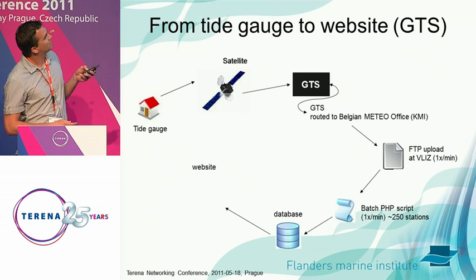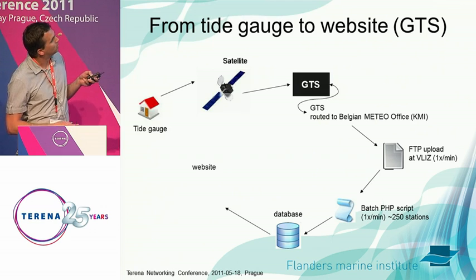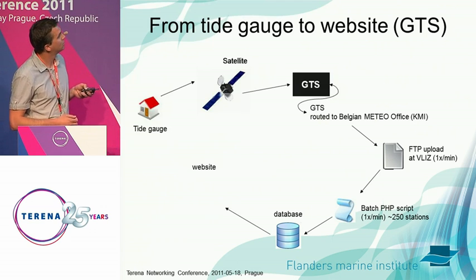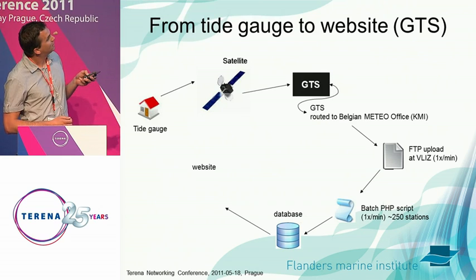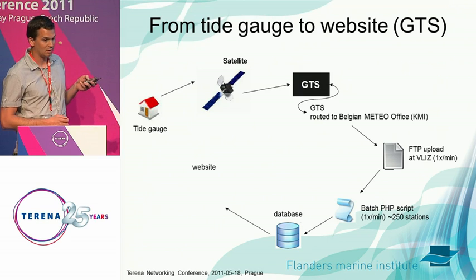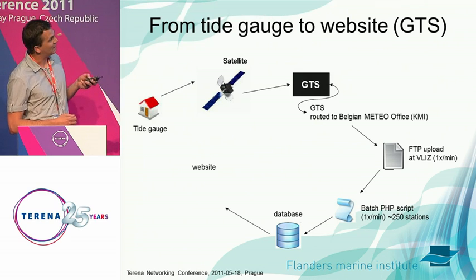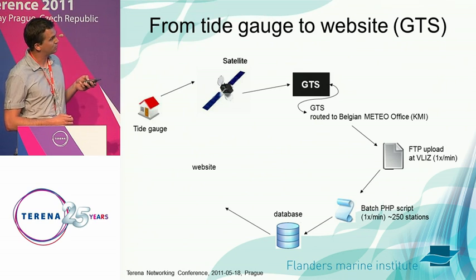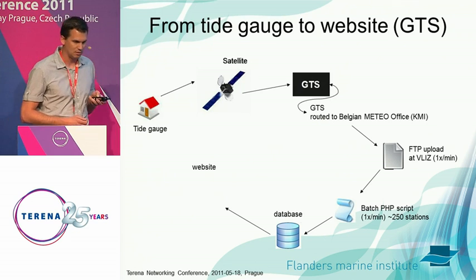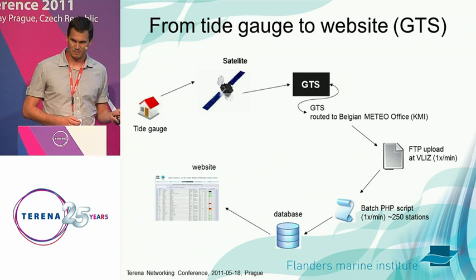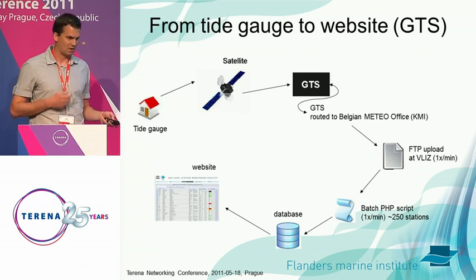The data within the GTS is routed to our national Belgian Met Office, which is KMI. Then KMI starts up a script and sends the data to our FTP server, and it does that every minute. Then again, every minute, we have our own batch script which reads in the FTP data, transfers it to the database and displays it on the website. The icon is gone, but okay. It's somewhere.